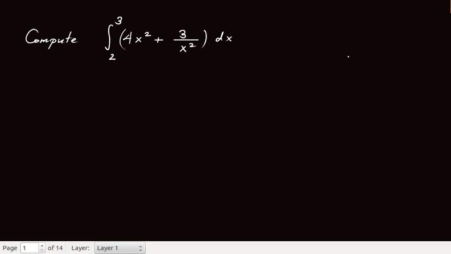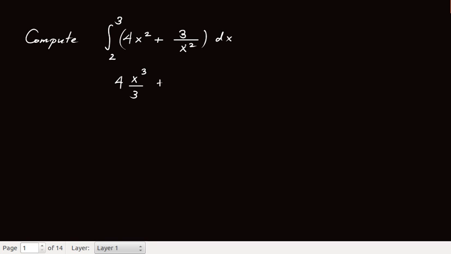Let's do some more examples of computing definite integrals using just the fundamental theorem of calculus. So here we have a definite integral from 2 to 3, 4x squared plus 3 over x squared dx. How do we do it? Well, again, the first thing we do is find an antiderivative. So let's do that. The antiderivative of x squared is x cubed over 3. I carry the 4 along.